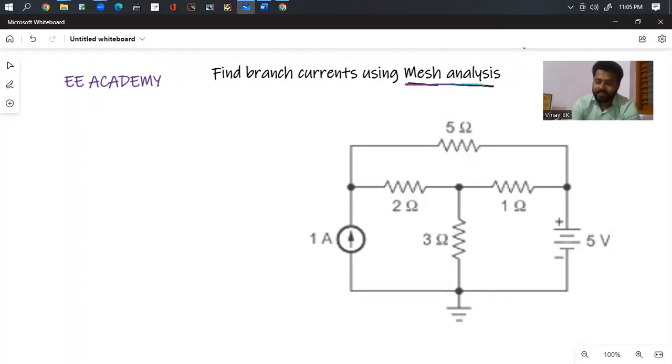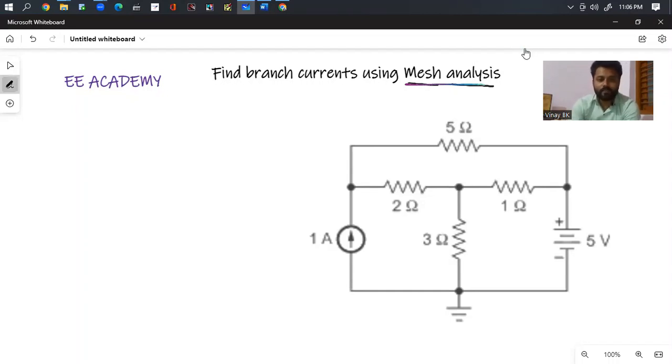So why I'm calling this super mesh analysis: there is a current source in any one of the branches. If there is a presence of a current source in any one of the branches, then you can call that circuit, or that analysis, super mesh analysis. Okay. So now consider this problem.